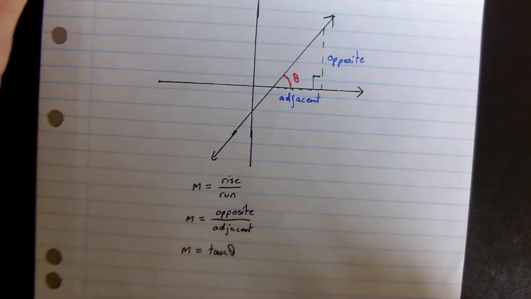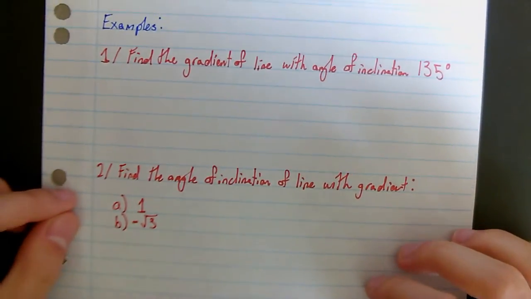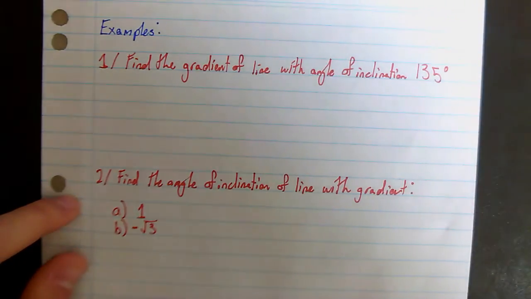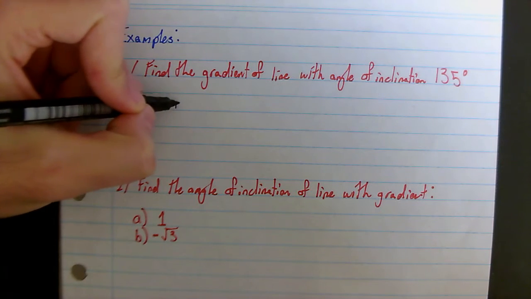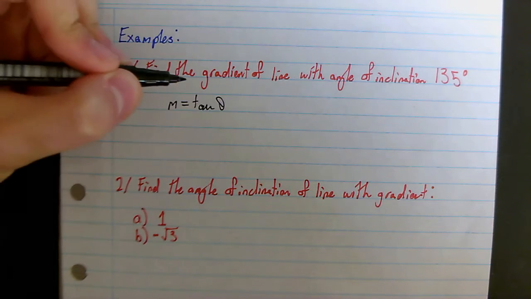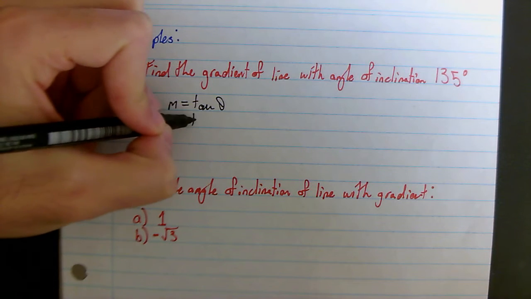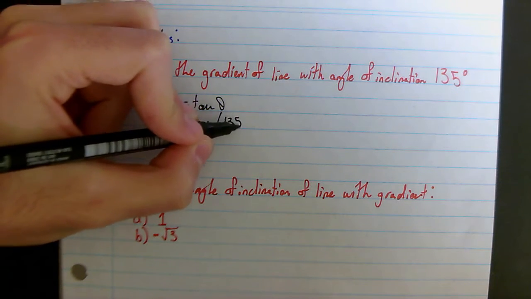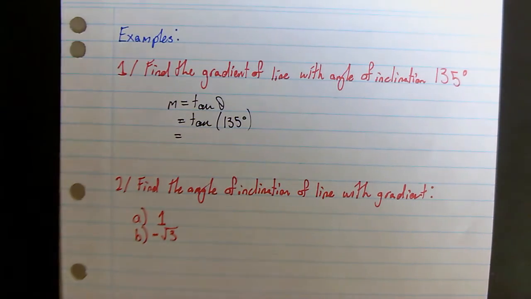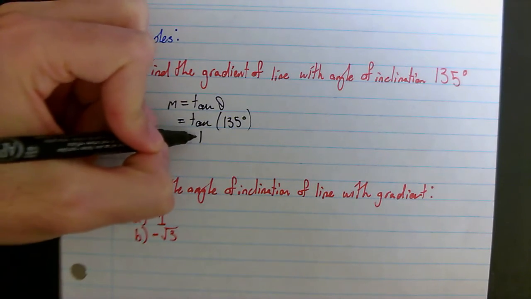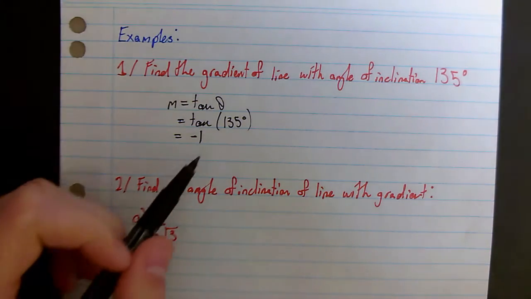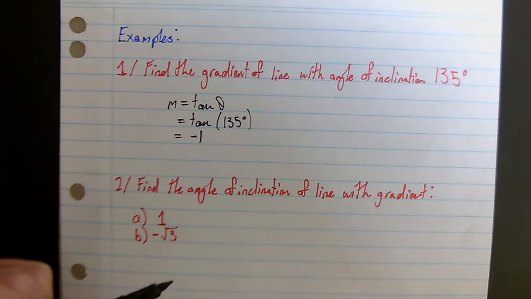Once we've got our formula, we can get into some examples. The first example is nice and simple. It asks us to find the gradient of a line with angle of inclination 135 degrees. Recall that the gradient m is equal to tan of theta. So our gradient is tan of 135 degrees, since that's our angle. If we plug that into our calculator, we obtain that it equals -1. So this line has a gradient of -1, and that's really it for this question.